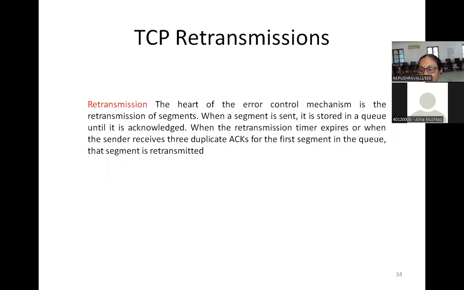What is retransmission? I told you the heart of the error control mechanism is the retransmission of segments. When a segment is sent, it is stored in a queue until it is acknowledged. When the retransmission timer expires, or when the sender receives three duplicate acknowledgements for the first segment in the queue, that segment is retransmitted.